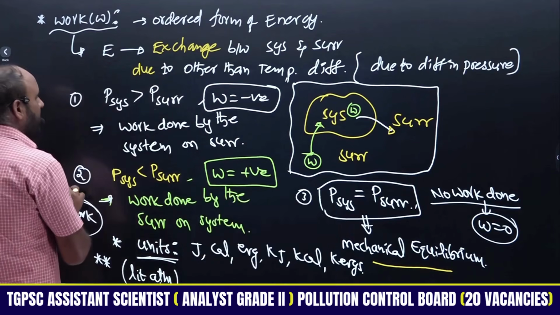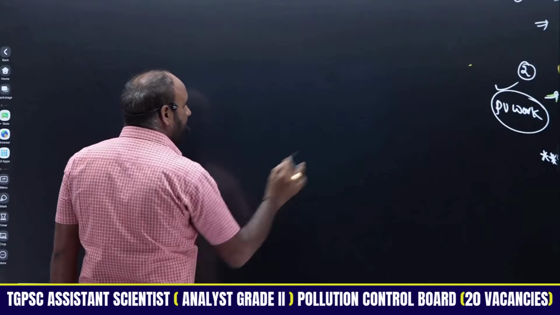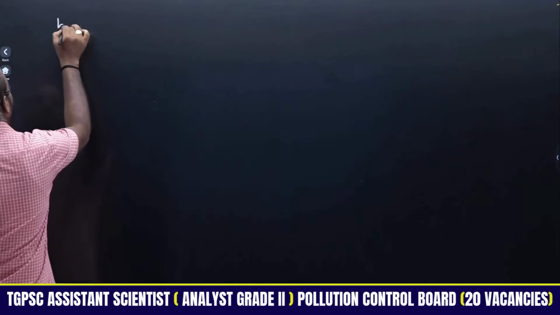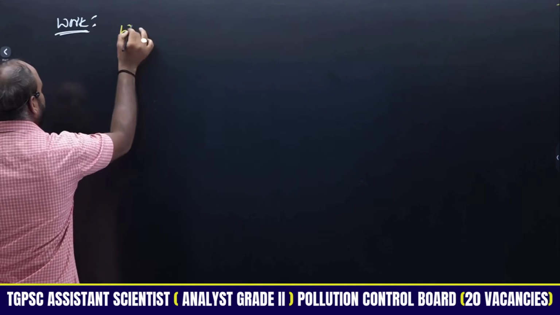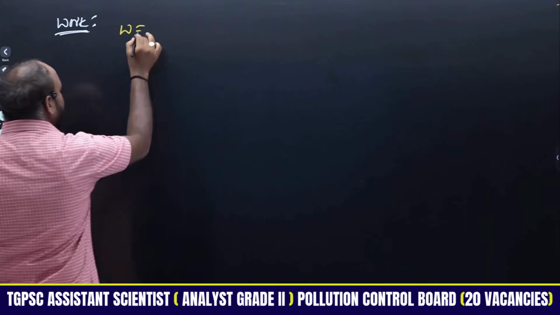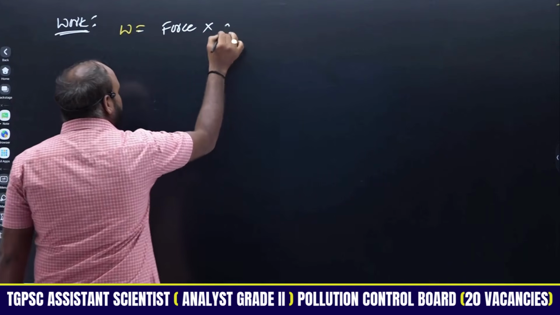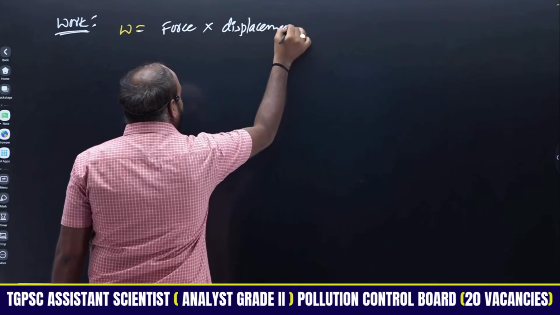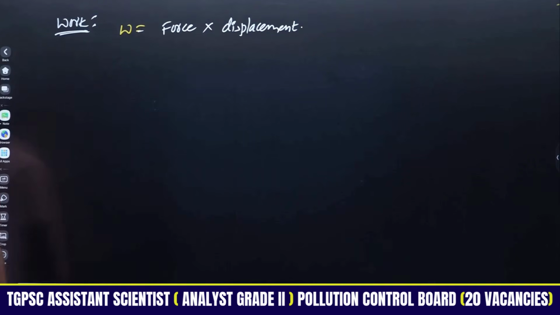Then what is actual work, right? Means mechanical work, that we have to define. So work or mechanical work, work can be denoted with W. W is equal to force multiplied with displacement. Force multiplied with displacement.